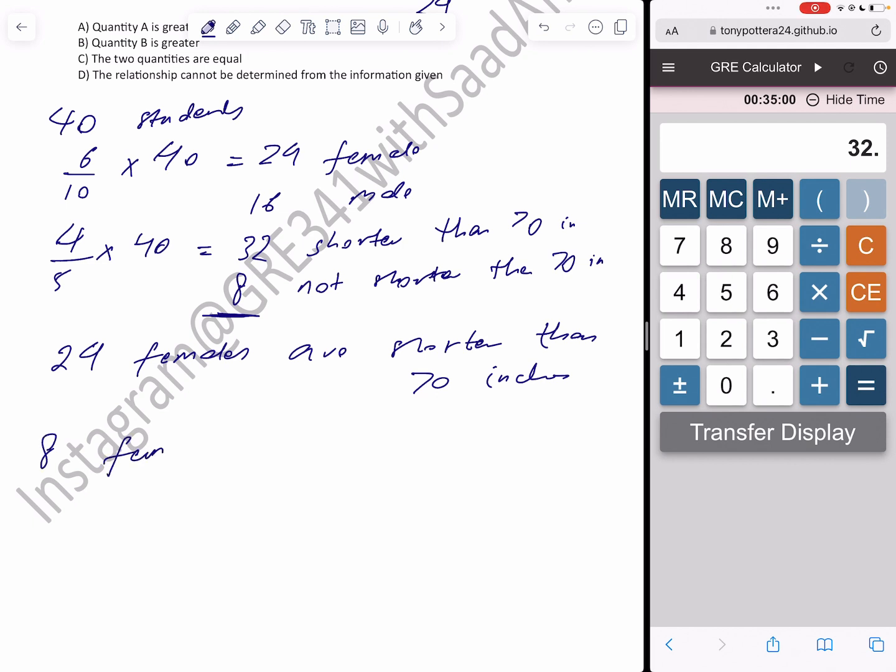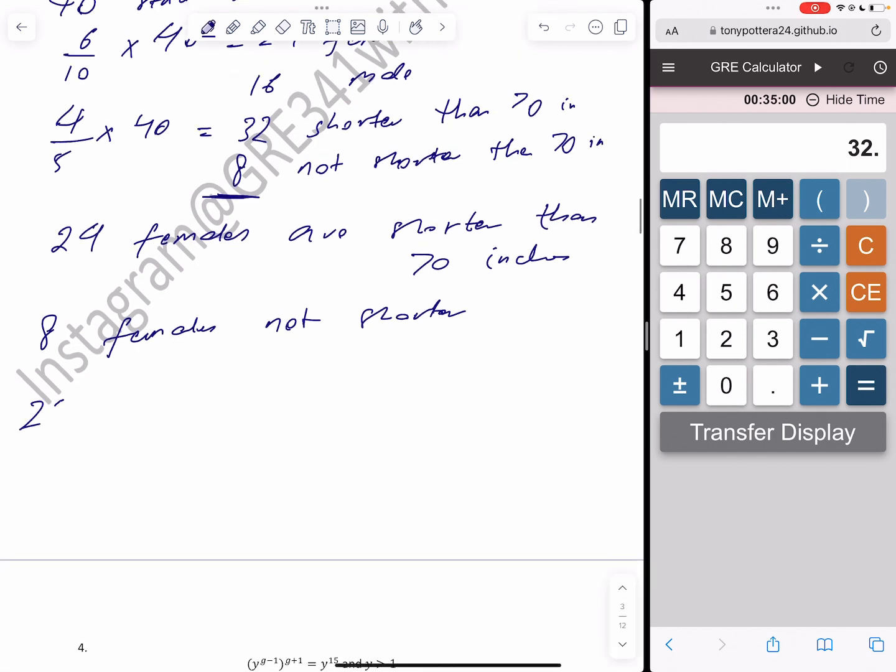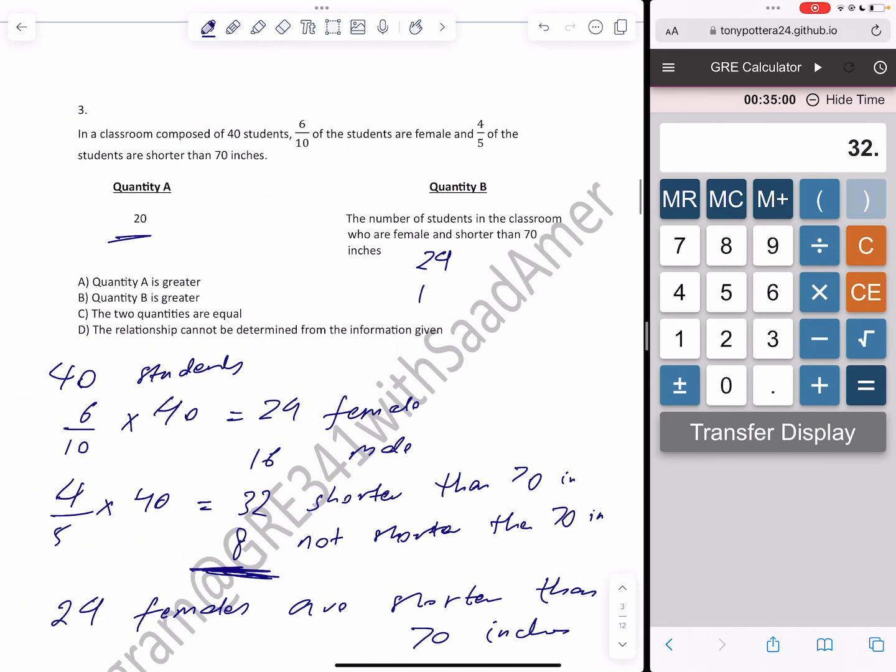8 females, not shorter. That leaves us with 24 females, and since 8 of them we've already established are not shorter, we've assumed 24 minus 8 would be 16. In the next extreme case, 16 females would be shorter than 70 inches, assuming that these 8 people who are not shorter than 70 inches are all female. So in this case, quantity B would be 16, and this is less than 20.